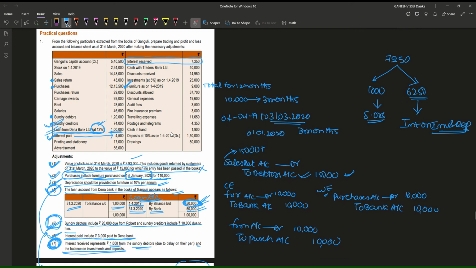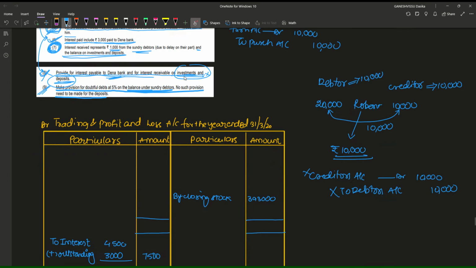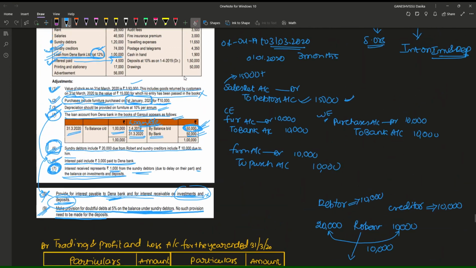In here we can see investments at 5% on 25,000 rupees. The investments have been taken on 1/4/2018, that is at the beginning of the year, so we can charge full interest. We can take the full interest from the company. So 25,000 into 5%.